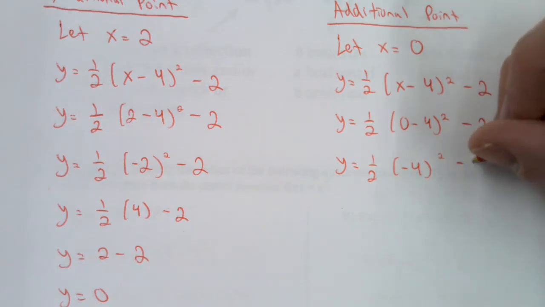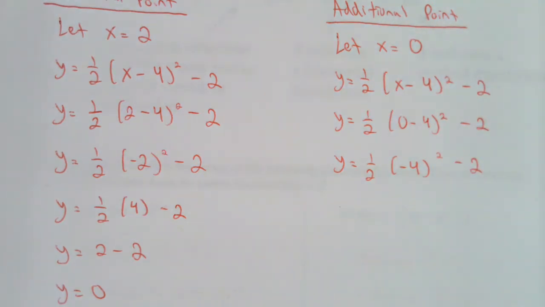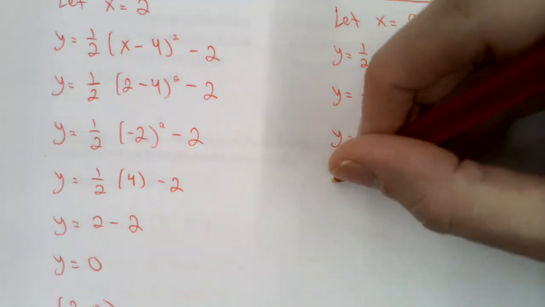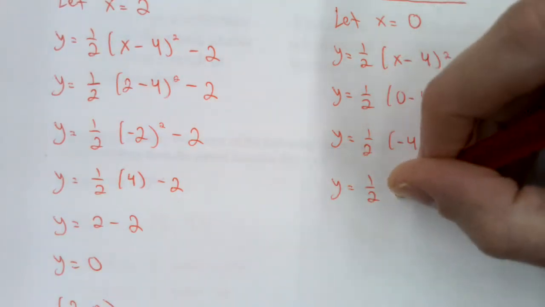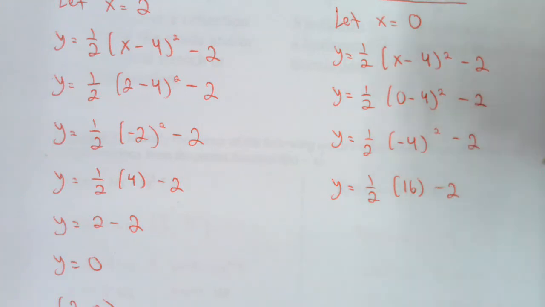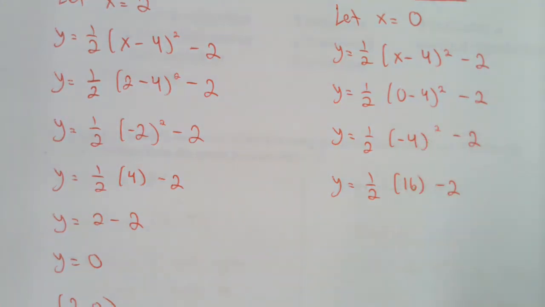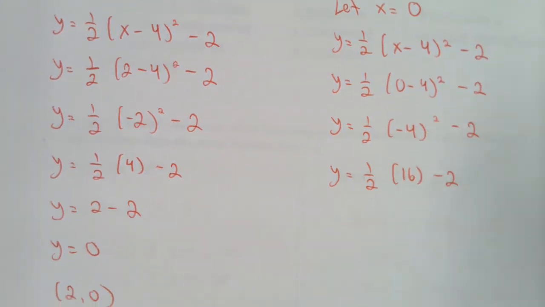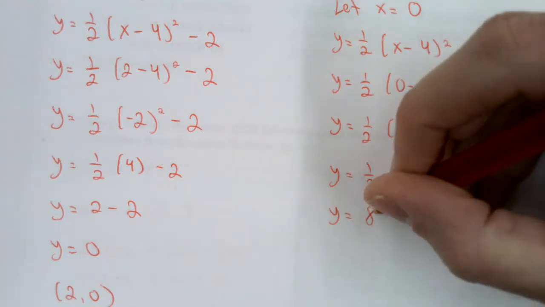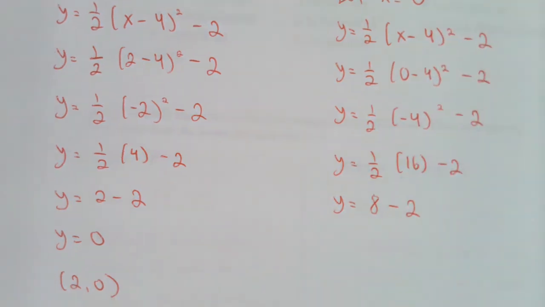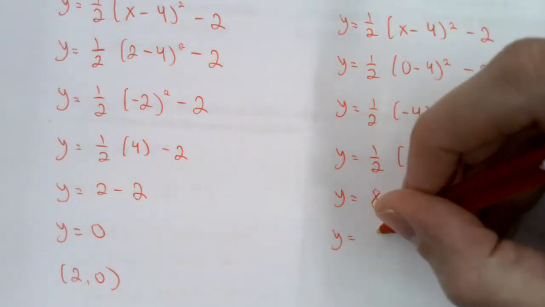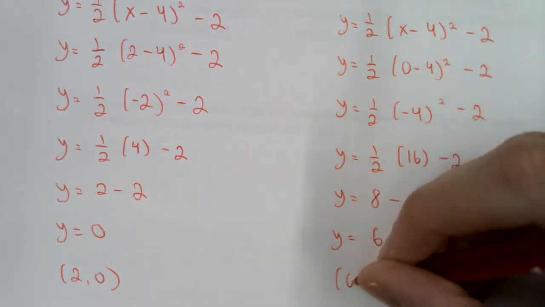Again, try to go slow through these, don't rush. Negative 4 squared is 16, so 1/2 times 16 minus 2. Be careful for the signs. Negative 4 squared is positive 16, remember. 1/2 times 16 is 8, so we have 8 minus 2, y equals 6. Which means I have the additional point 0, 6.